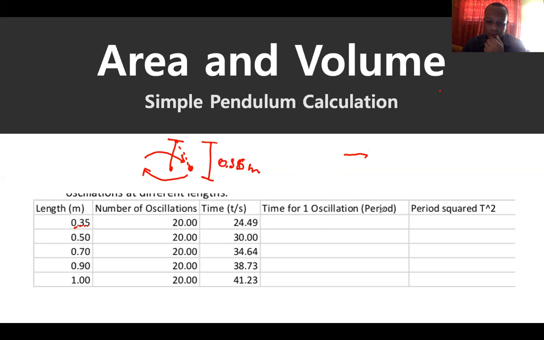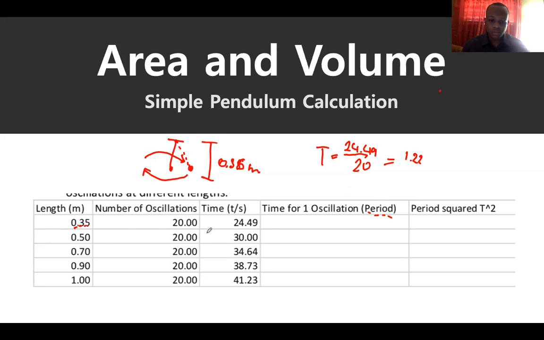as a period, and the symbol for period is the big T, as you can see here. So big T equals. Now what are we dividing? 24.49 by 20, right? Are we seeing that, Brianna? Yes, sir. Right, so 24.49 divided by 20. So what is our answer here? 1.22.